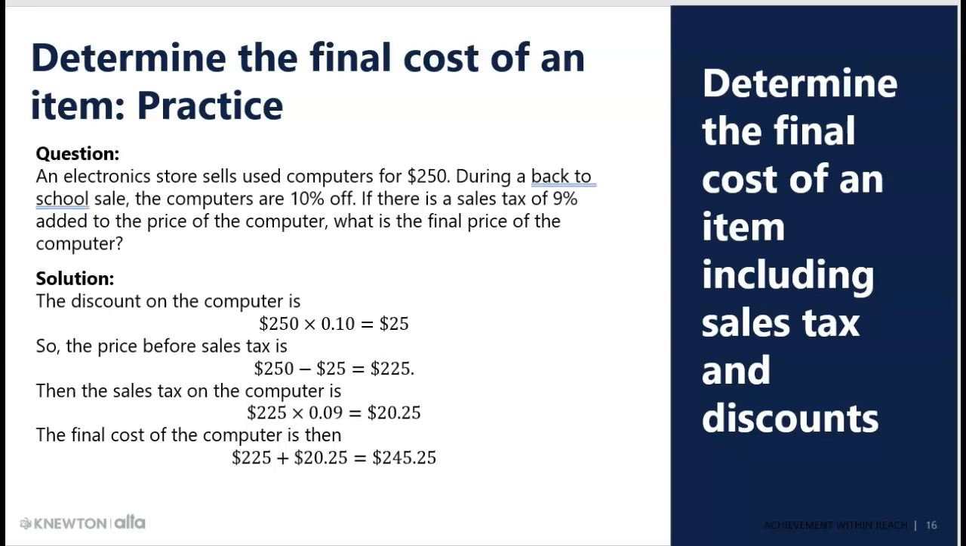All right, and here's some more practice determining the final cost of an item. An electronics store sells used computers for $250. The computers are 10% off, and then there's a sales tax of 9%. So I take the 10% off. I get 10% of 250 is 25. 250 minus 25, so this is my sale price. And then I put the tax on that, and I get $245.25.